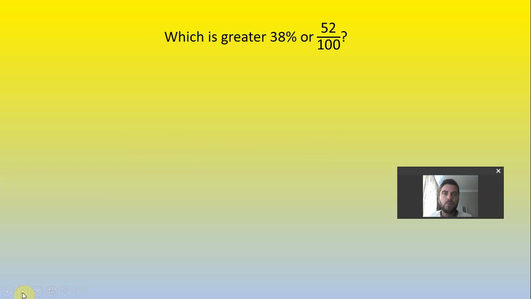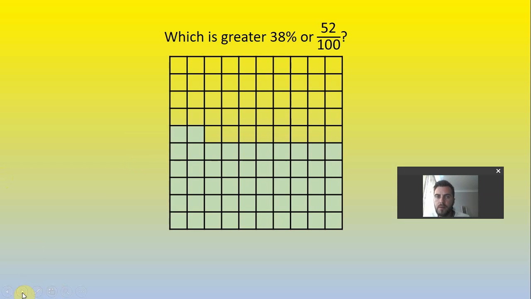Let's carry on then. So what is greater, 38% or 52 hundredths? Well, looking at the grid, we've got 52 hundredths shaded blue. Quite difficult to see because of the colour. Okay, but this here, that is 52 hundredths. And then we've got 38% up here.